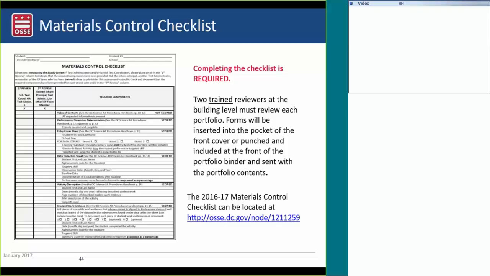Okay? Here is the link to where you can find the form. This information is not included in the procedures handbook. So when the slides are posted to the OSCE website, you might want to pay particular attention to this slide because it has the link and it has the instructions for how to submit the form with the portfolio. Okay, it must come in with the portfolio inside the front cover or right inside, the first page inside the rings.